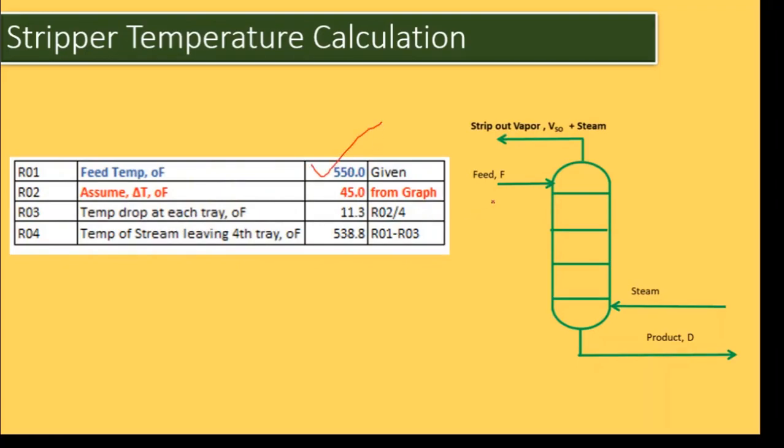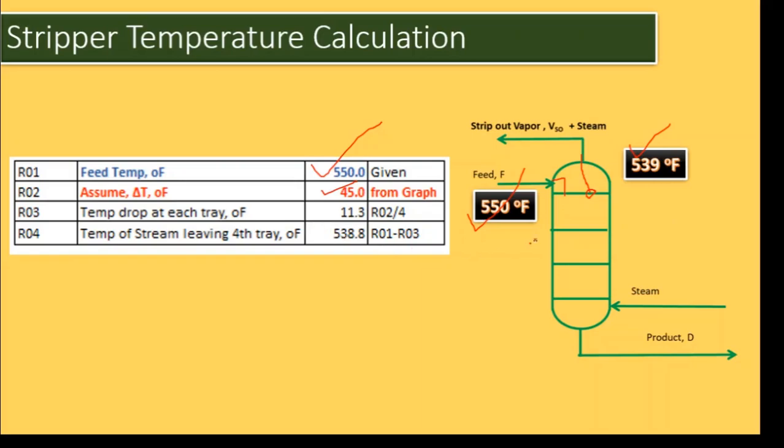So we know that 550 is the feed temperature that is given, and 45 is the delta T. Then we divide this 45 by 4. It gives the temperature drop for one tray, that is around 11.3. If you subtract it from 550, you will get the temperature for the fourth tray, the approximate value is 539, and this is the temperature at which the streams are leaving from the fourth tray. That is the temperature, 539.